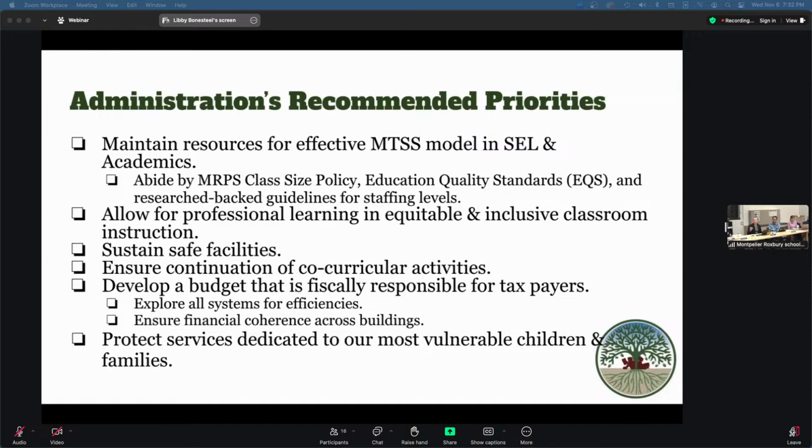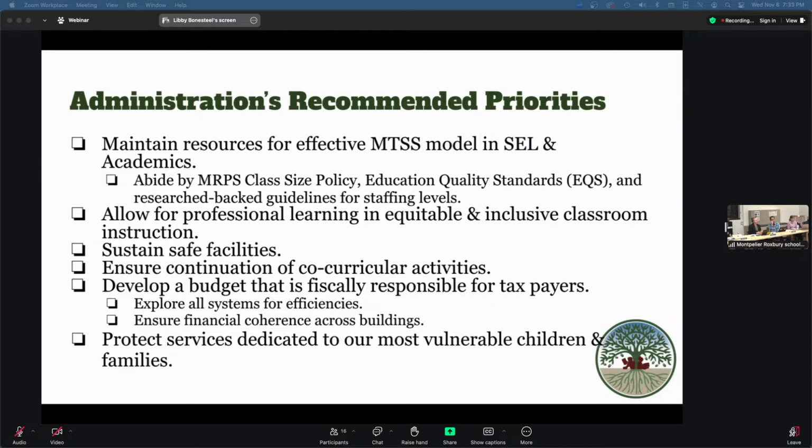So we pulled in some studies around what national organizations say, or what research says in these areas, in order to ground us in something when we're looking at the number of humans we're employing for positions like those. Another priority is we need to allow for professional learning and equitable and inclusive classroom instruction, as Jess just went over very briefly before this presentation. That's a priority for us. We have to maintain professional learning money in order to do that for our kids.